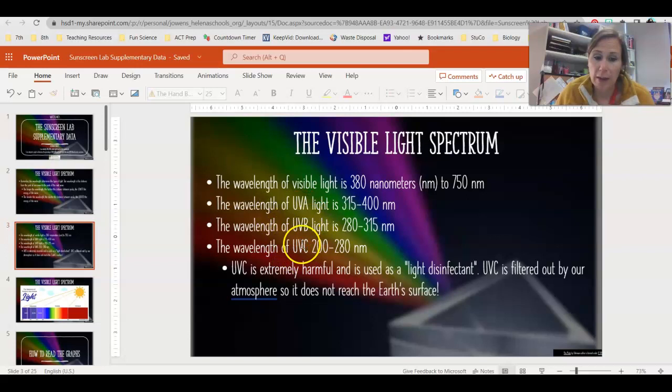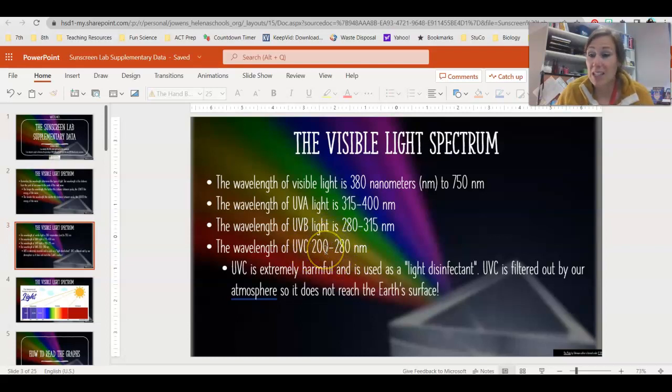And then one that we really haven't talked about a ton is UVC. That goes from 200 to 280. There's also a range between about 100 and 200, which is like UVV, like a vacuum. I don't really know a ton about that one, but UVC is going to be our highest energy out of the three. This is definitely super harmful to cells.